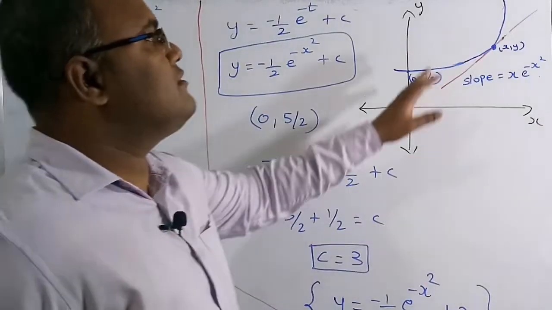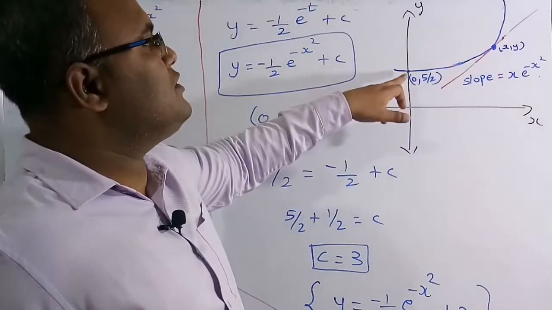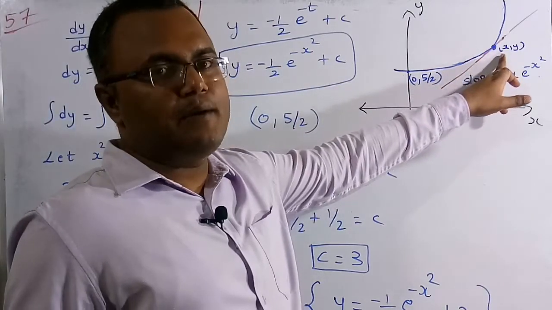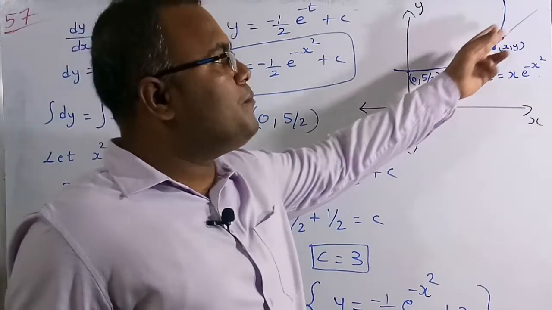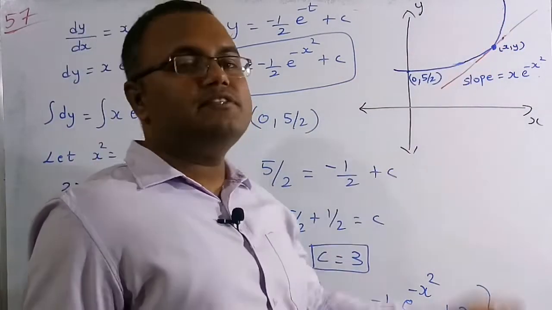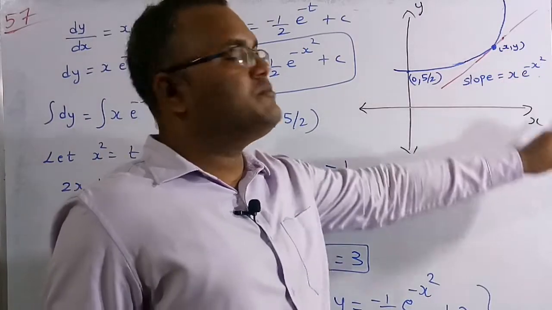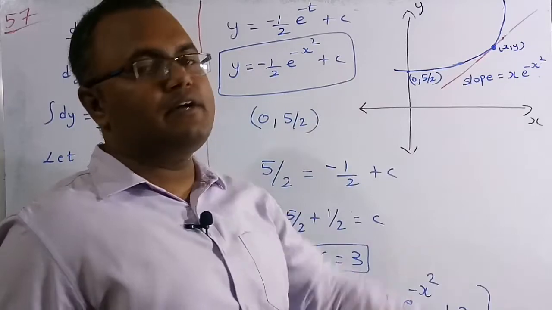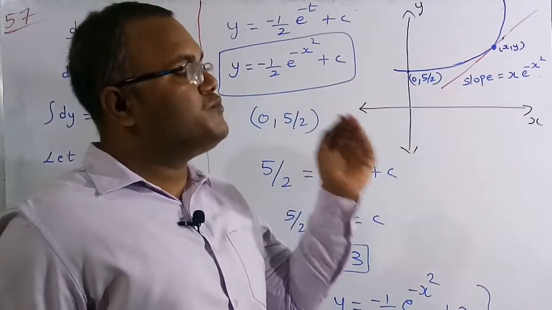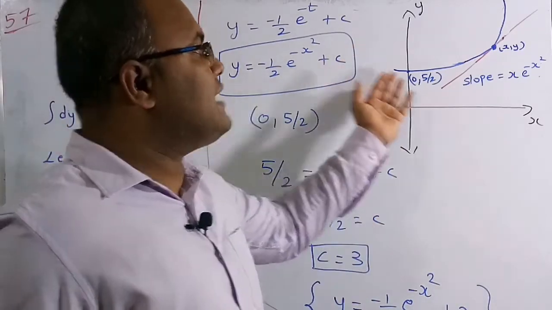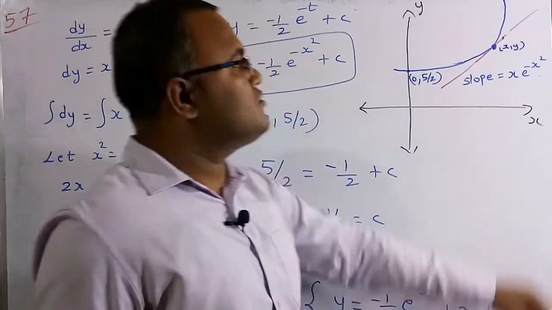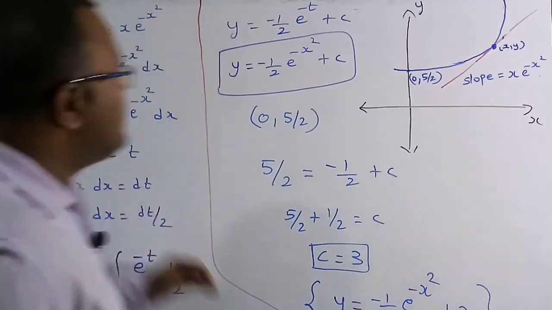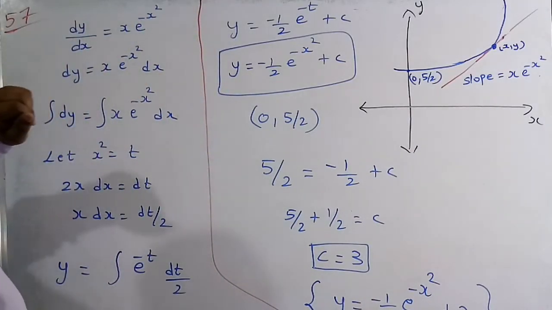In this question they are given a curve. This curve is going to pass through a point (0, 5/2), and also at a particular point (x, y), the slope on that curve has a value equal to x into e to the power of minus x square. So this is the expression of the slope at a point (x, y) on the curve. Based on these conditions we need to figure out the exact equation of this curve. Slope is nothing but the rate of change of the y coordinate. Therefore dy by dx is equal to x into e to the power of minus x square.